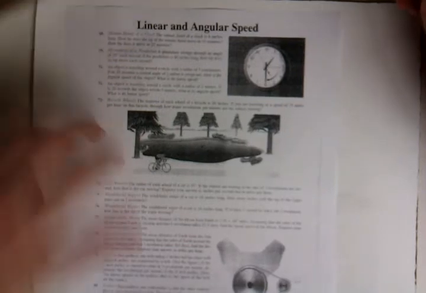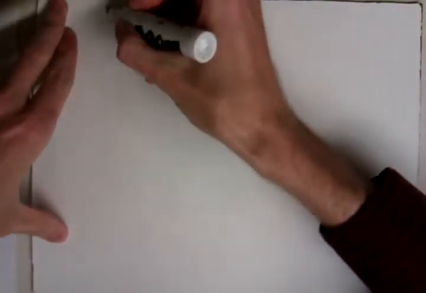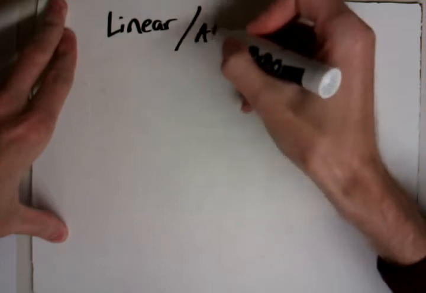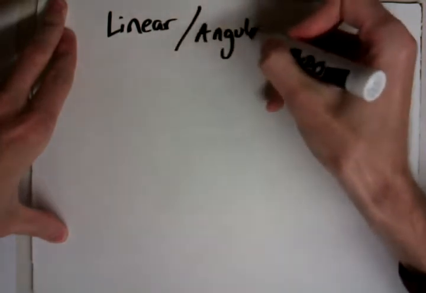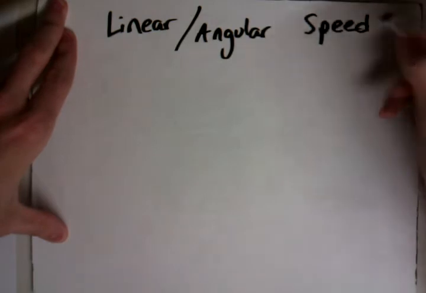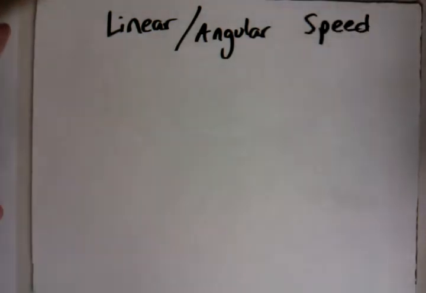Alright, so part 2 of linear and angular speed, or really I'm going to treat this like part 1. It's actually the second video I made, but I want to talk about some things that are useful to know for solving any linear and angular speed problem. I kind of refer to this as my toolbox of useful knowledge.